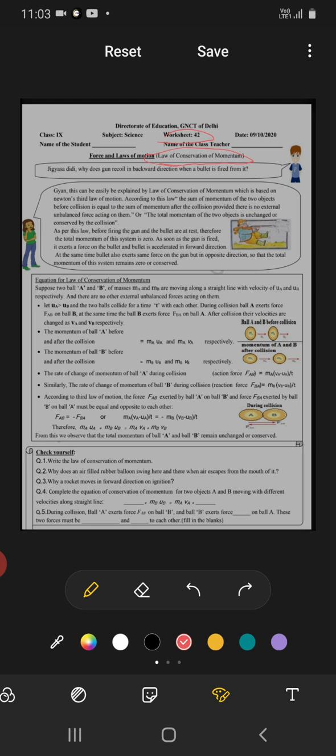When a gun is fired, it exerts a pressure on the bullet also, and the bullet gets accelerated in the forward direction. Before firing of the gun, the bullet and gun both are at rest. Therefore, the total momentum of the system is 0. But after firing, the bullet and the gun both come into motion due to the force applied.